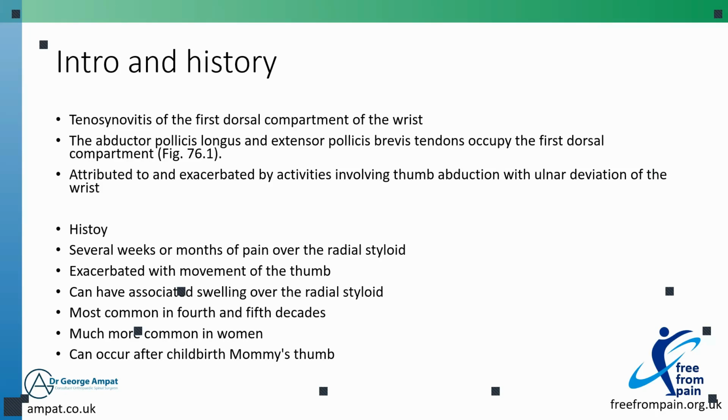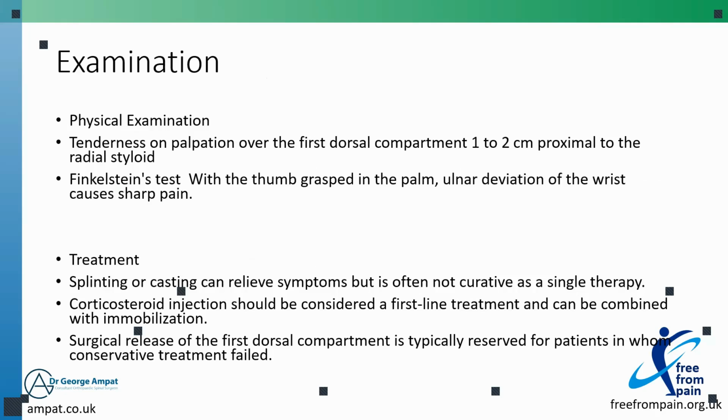So again, modification of activity, having a wrist splint, or sometimes even an injection may be necessary. In the physical examination, you will have tenderness in the first dorsal compartment, 1 to 2 centimeters before the radial styloid. There is a Finkelstein's test. I've got an image later which you can see, and the splinting or injection. Very rarely you will need a surgical release.